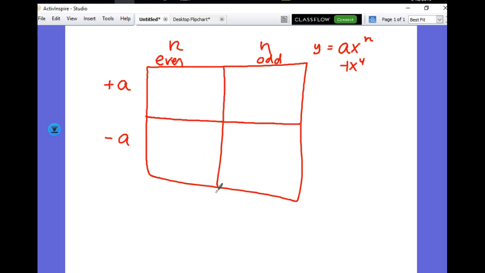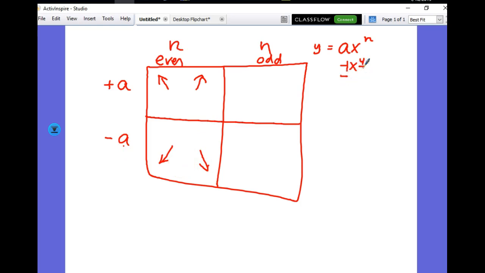And it's always going to be one of these 4 things. If a is positive and n is even, then it's up on both ends. But if a is negative and the n is even, it's down on both ends. And that's what we had on the example that we were doing, because my a was negative and my n was even.